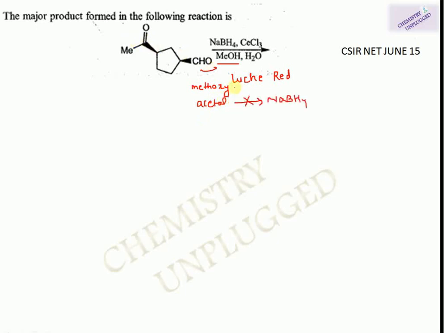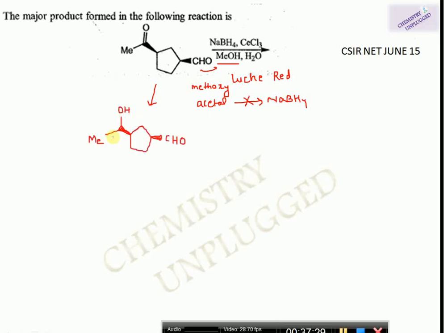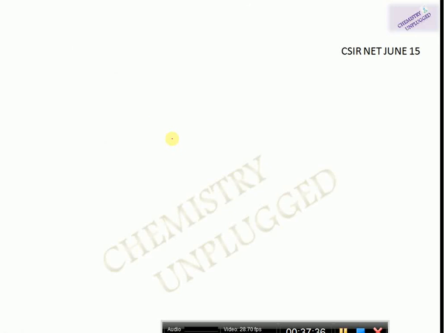So it will not show reaction with sodium borohydride. Only the ketone group will be reduced. So in presence of methanol, the aldehyde group cannot be reduced by sodium borohydride in cerium chloride solution. So this is the final product.